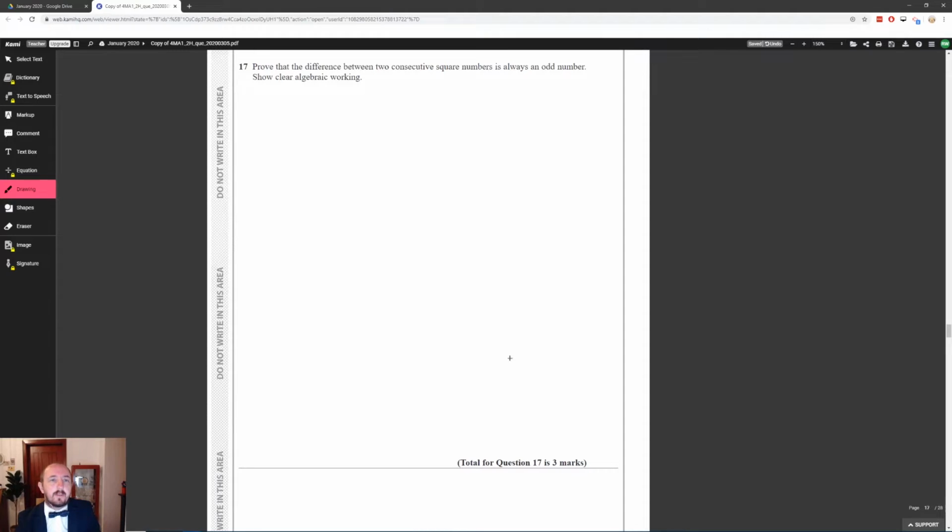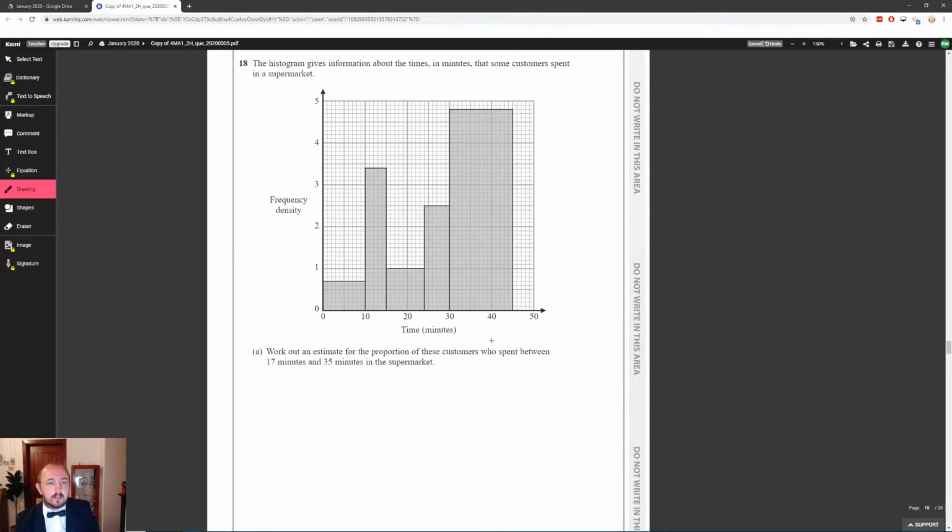Question 17 is a proof, two consecutive square numbers, so we're going to have n squared as our first square number, and the second square number is just going to be n plus 1 squared. So when I take the difference of these, I'm going to multiply out this bracket to get that one for the first one, and subtract n squared for the second one. That leaves me with 2n plus 1, which is the definition of an odd number there.